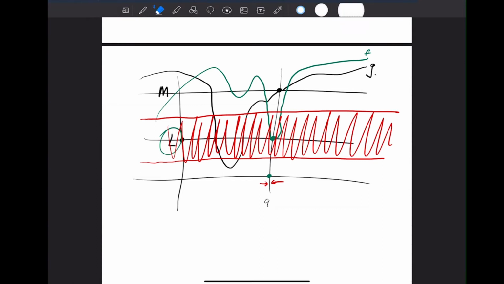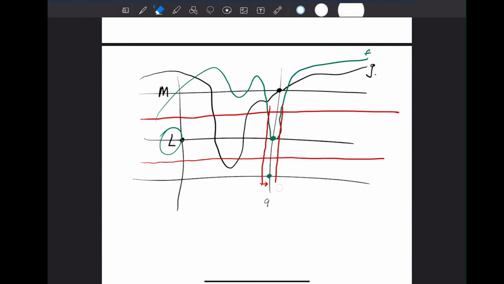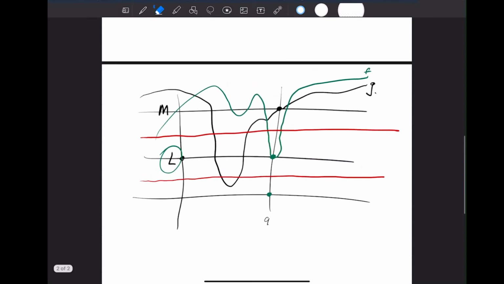So we can buy a delta so that we are within this distance of L. So we can find an interval so that if we are close to a, or in other words, in this interval around a, then the function values lie within this red interval around L. Okay, and that is how we will use our definition.